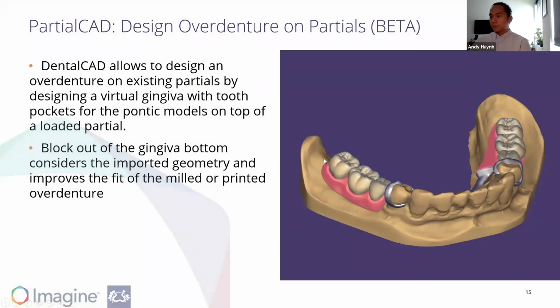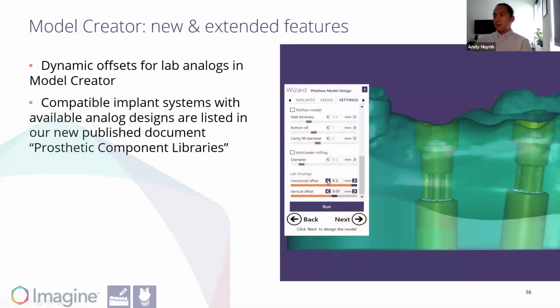All right. So in Model Creator, there are different options now that you can select to increase the accuracy of your fit. You have what they call dynamic offsets for lab analogs. Before, it was just your horizontal gap and your vertical gap. But now you can control the offsets that fit right around these lab analogs, which is nice.